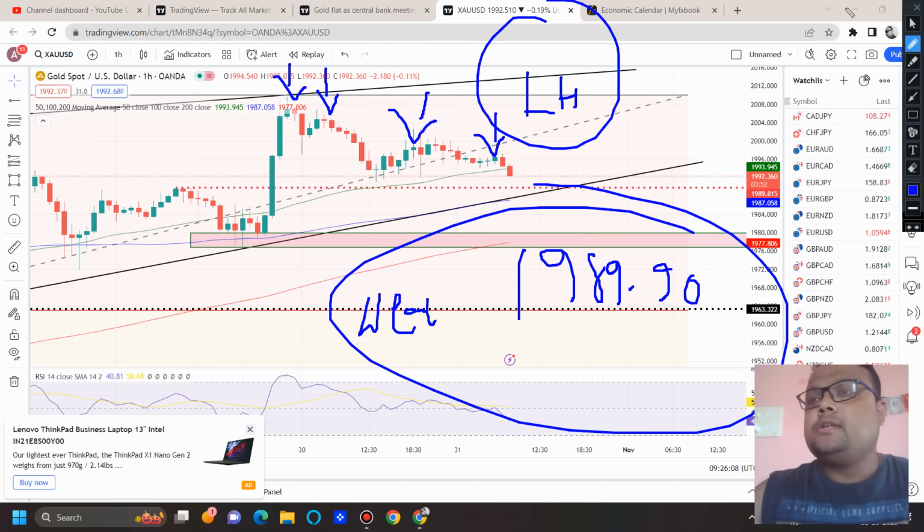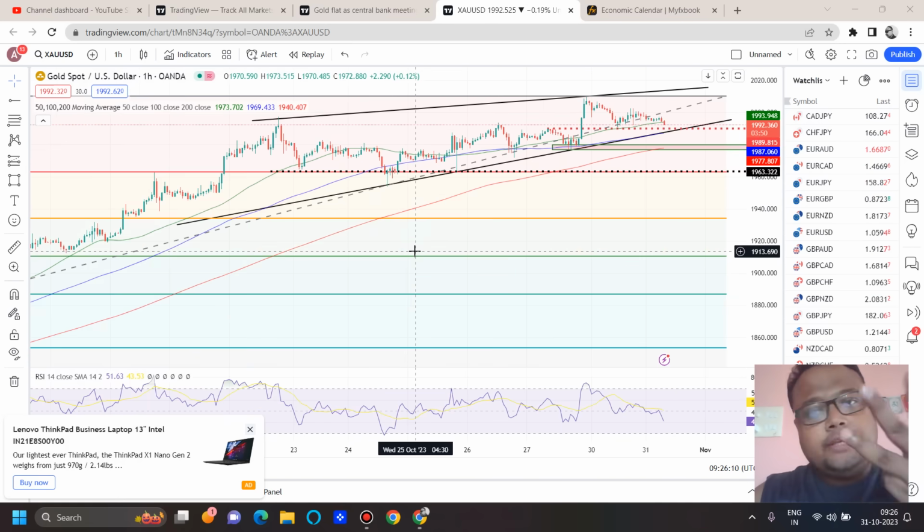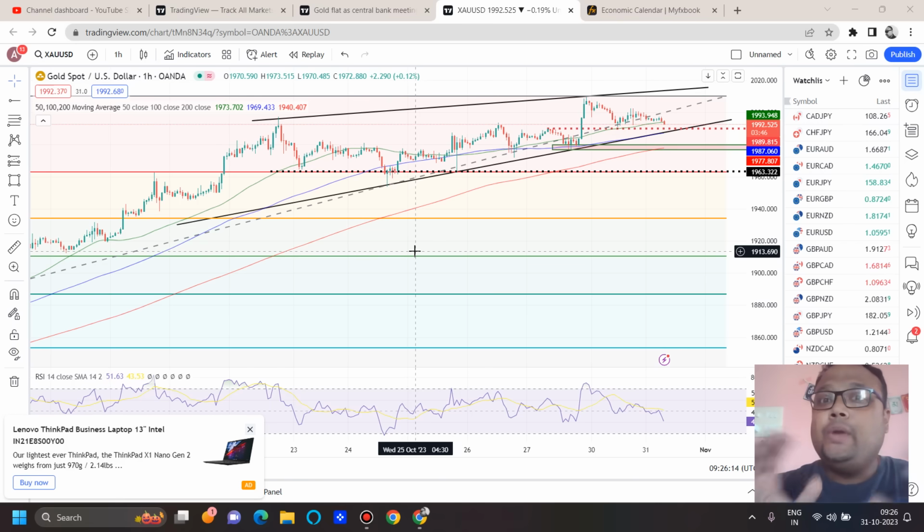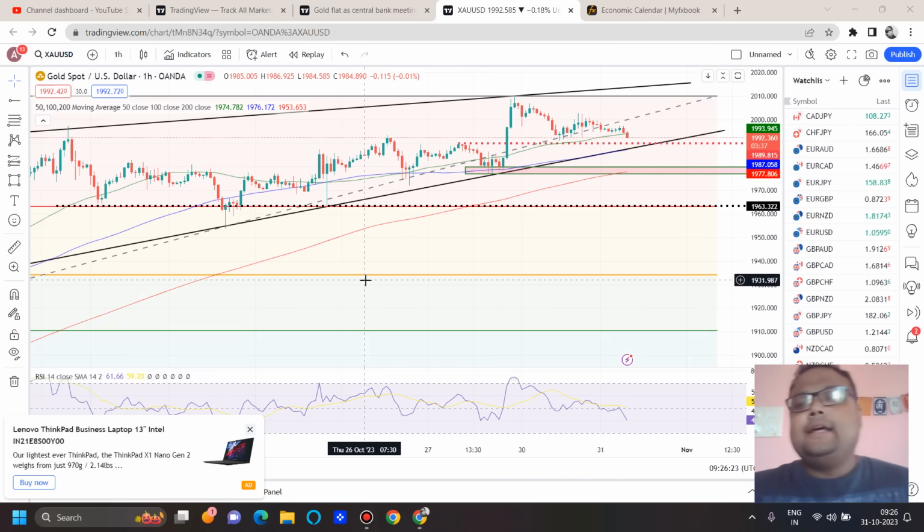So in simple words, on the chart of gold, we have three supports: 1989 to 1990, which is a weak level today; 1977 to 1980, a good, medium level, where under normal circumstances we can expect a bounce; and then 1963 to 1960, the strongest support on the chart of gold. So far, we have been very much bullish on the chart of gold, but we can see that slowly the market structure is changing again.